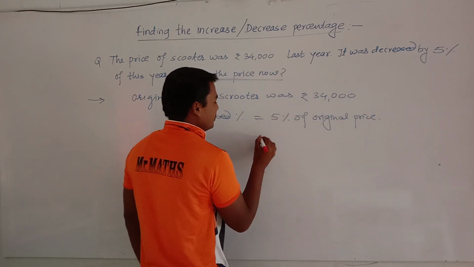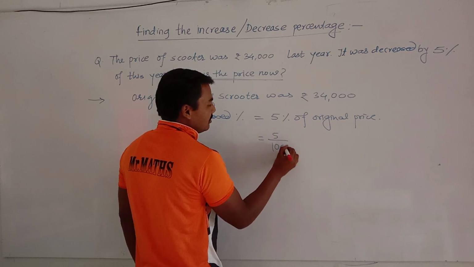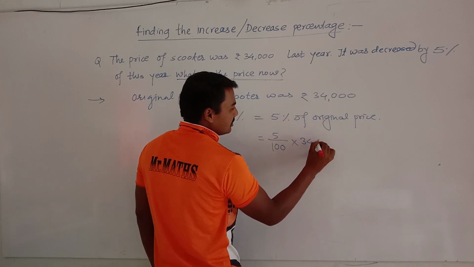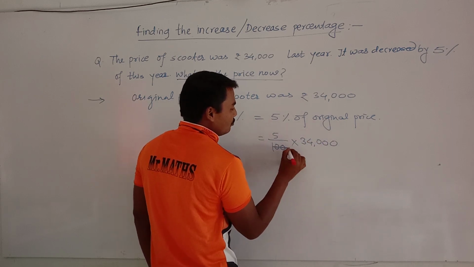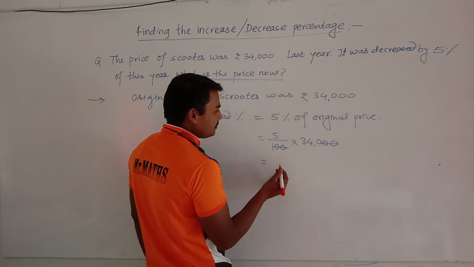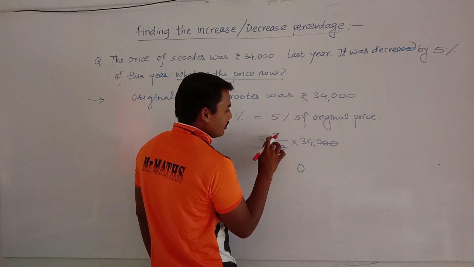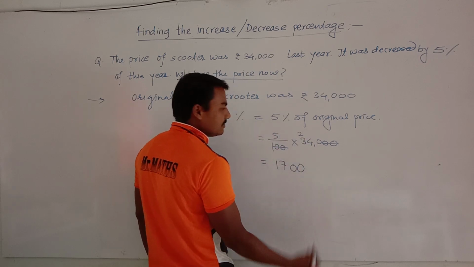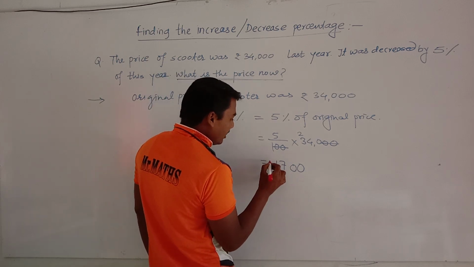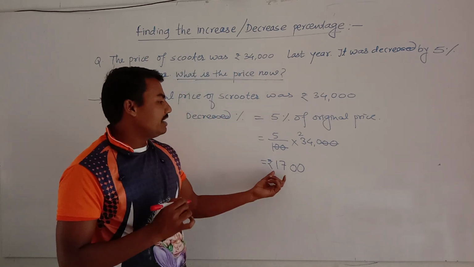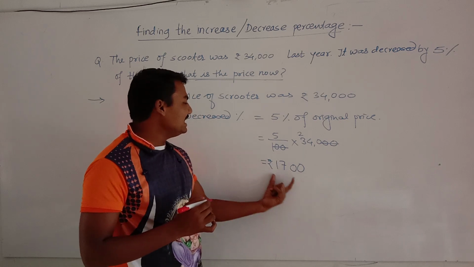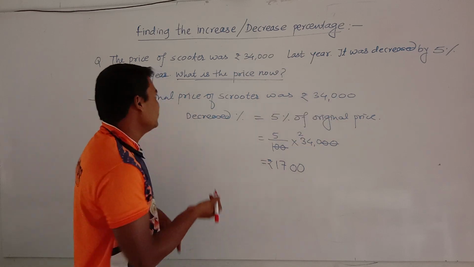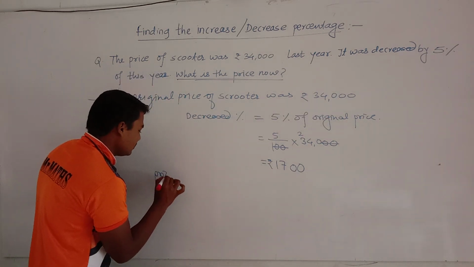5% of the original price, so by percent definition 5 by 100 into 34,000. These two zeros get cancelled. 5 fours are 20, 5 threes are 15 plus 2 is 17. Okay, so I got rupees 1700. It is the percent decrease, which means we have to reduce this from the original price.